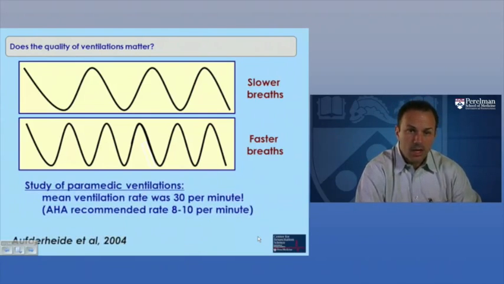Well, a study done in the pre-hospital setting by Tom Ofterheide and his colleagues in Milwaukee showed that paramedics during actual cardiac arrest events hyperventilate patients. They breathe too fast. The American Heart Association recommends a rate of 8 to 10 breaths per minute, and they ventilated at 30 times per minute, 3 times faster than the recommended rate.